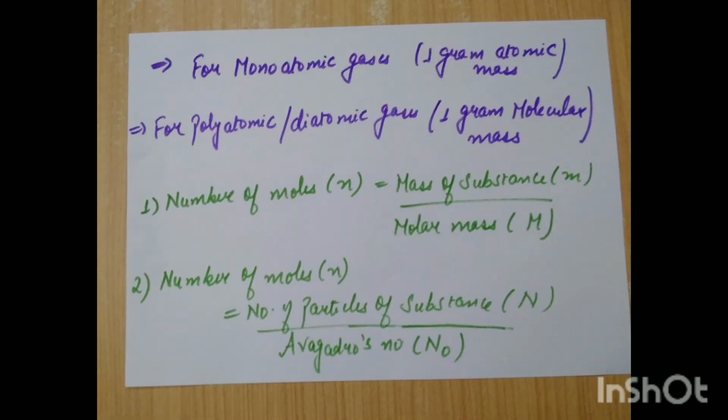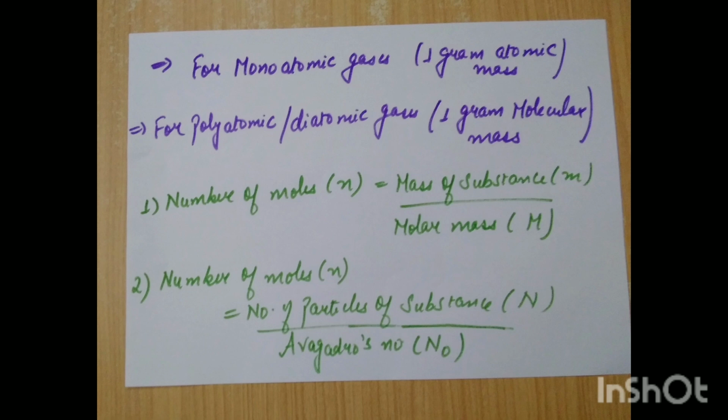Now we always use 1 gram atomic mass for monoatomic gases. Monoatomic means the gases which have a single atom, for example helium gas, He, a single atom. And for diatomic or polyatomic gases, we use 1 gram molecular mass. Atomic mass for monoatomic, and 1 gram molecular mass for diatomic or polyatomic.